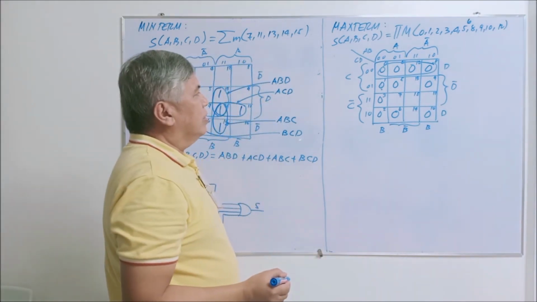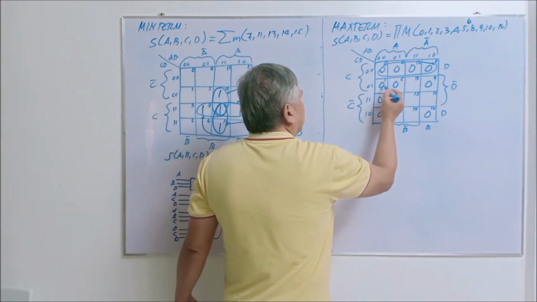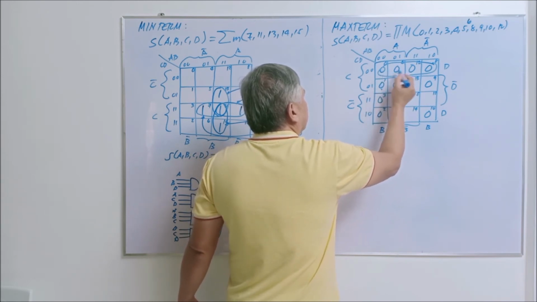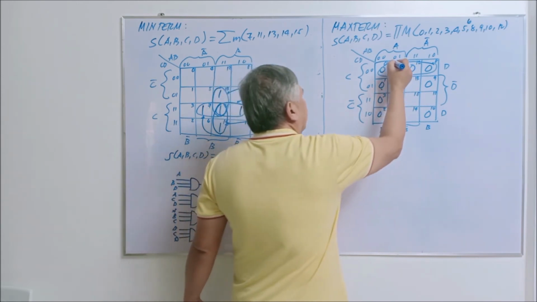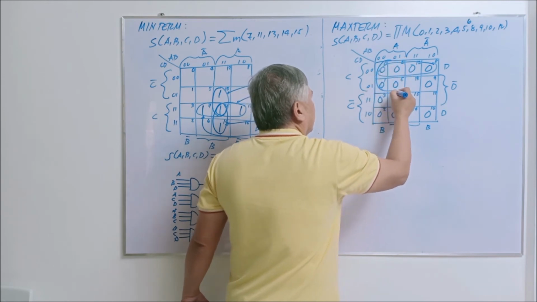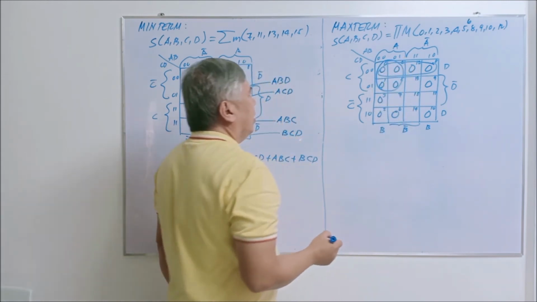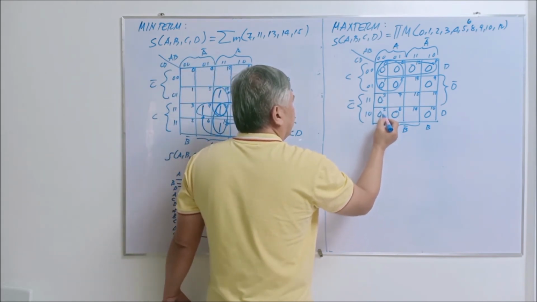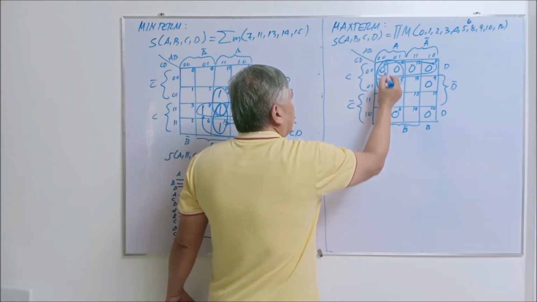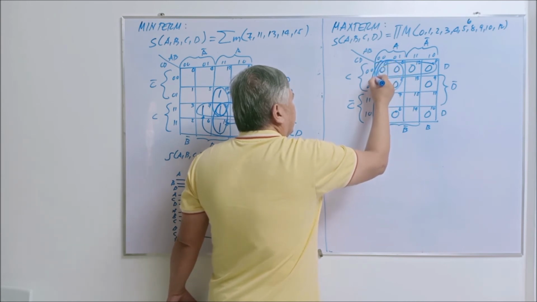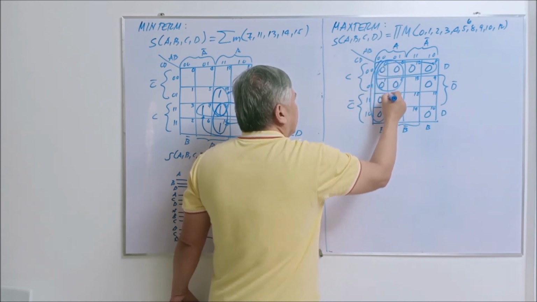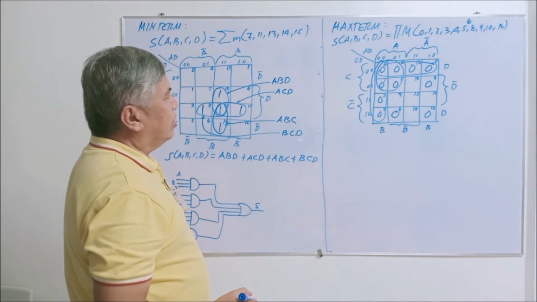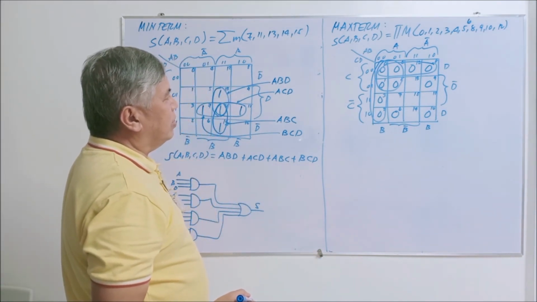Okay? Then we have this one here. These two adjacent cells are also adjacent to these 2 cells here. So we group them. We have 4 adjacent cells. Okay? And then, if you notice that we have 2 adjacent cells here, which are adjacent to this one here. So, we group them as 1 again. 4 adjacent cells. Okay?